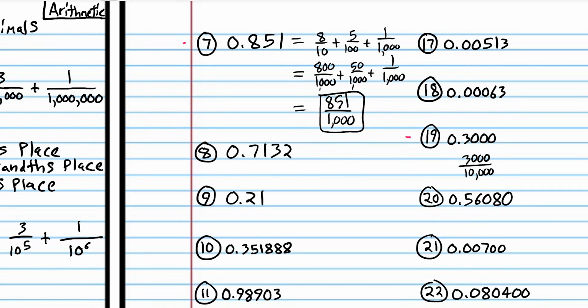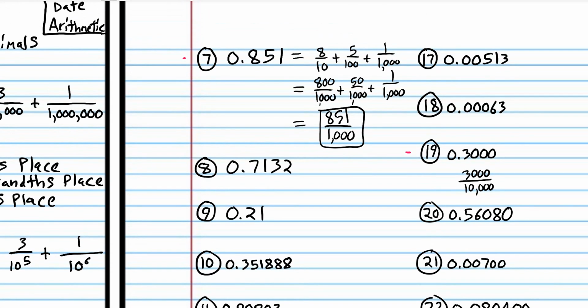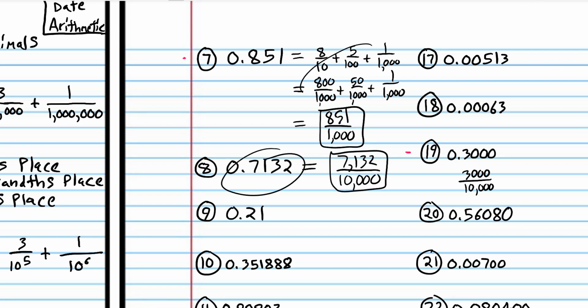So we're going to use that fast way to convert decimals to fractions from now on. For example, 0.7132 would just be 7,132 over 10,000, because the 2, the number farthest to the right, is in the 10,000ths place. So this is very easy. But again, if you write this in expanded form like we did here and get a common denominator, you can see why that method works.